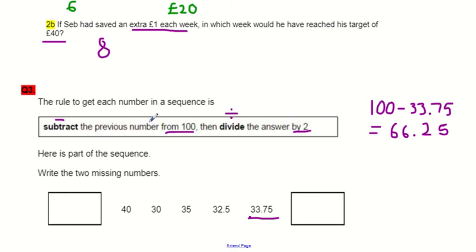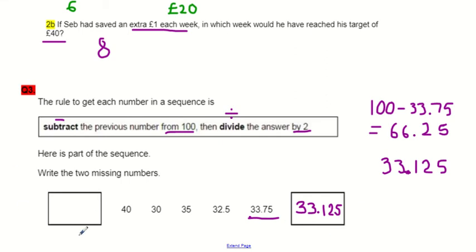Okay, so I've subtracted the previous number from 100. Now I need to divide the answer by 2, which I can do mentally here. So half of 66 is 33, and half of 0.25 is 0.125. Okay, make that decimal point clear. So I know that this number is 33.125. Okay, so that's that rule worked for this one.